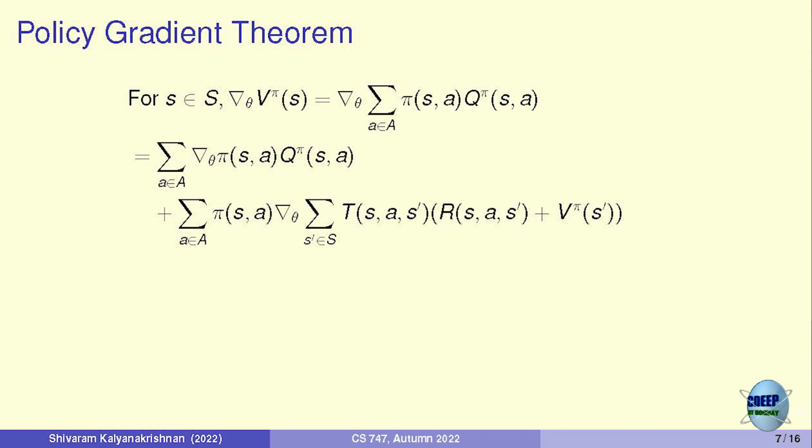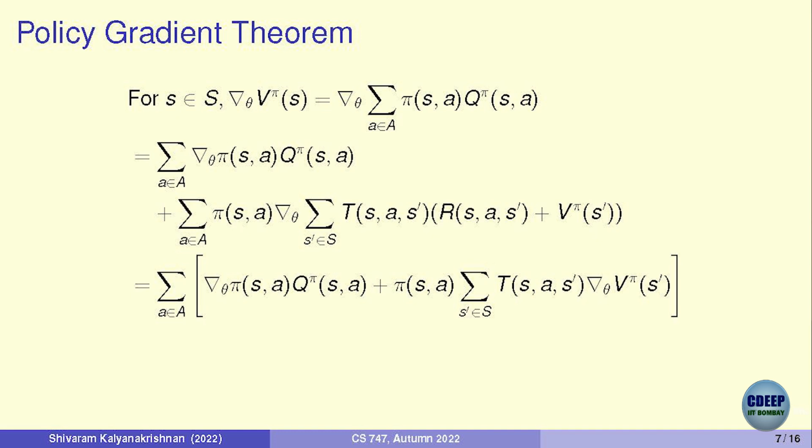Now, tell me a little bit about the second term. We're looking at the gradient with respect to theta of the sum over S prime of T times R plus V pi. Can you tell me something about this quantity so that it gets simplified? Yes, the T times R is not really a function of theta, so the gradient of that with respect to theta is zero. All we are left with is T times V pi. We have to take the gradient of that because V pi does depend on theta.